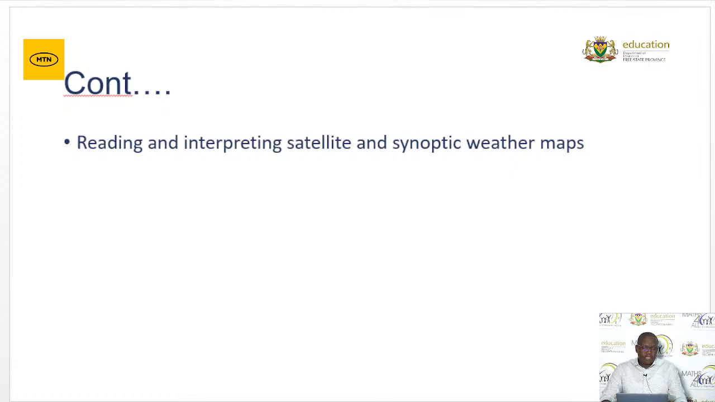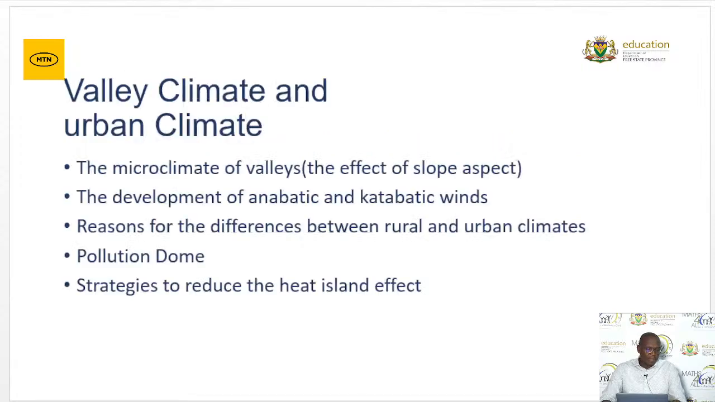And then valley climate and urban climate. So that means we have the microclimate of the valleys, the effects of the slope aspect. So what is the slope aspect? We are saying it is the direction in which a slope faces. A north-facing slope receives direct sunlight from the sun as compared to a south-facing slope. A south-facing slope is a shadow zone. That means it receives less, or indirect, sunlight from the sun.